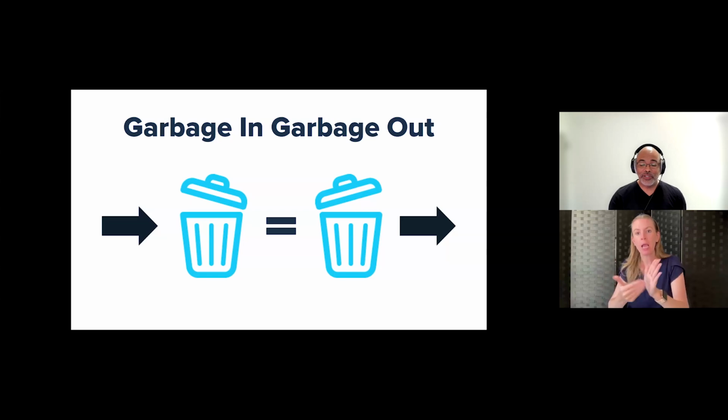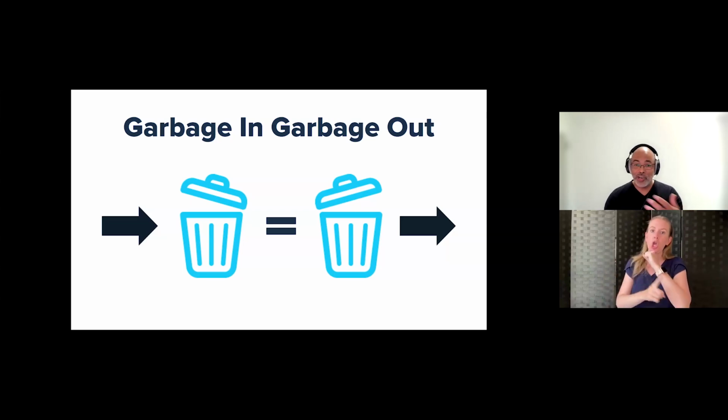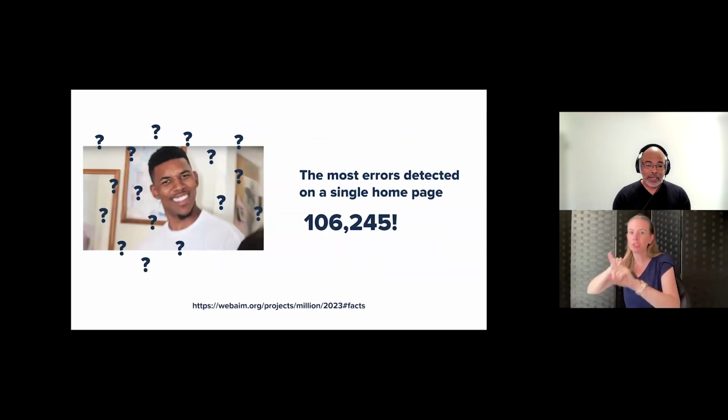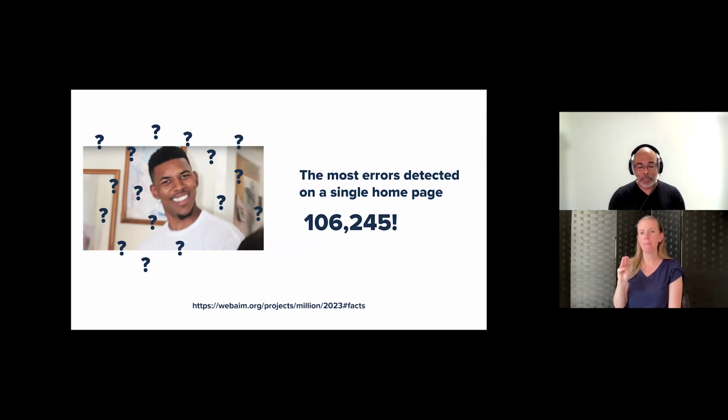So basically what you end up with is garbage in, garbage out. I'm pretty sure a lot of you are familiar with the WebAIM 1 Million. Well, in 2023, part of the study showed that there were 106,245 errors detected on a single homepage.